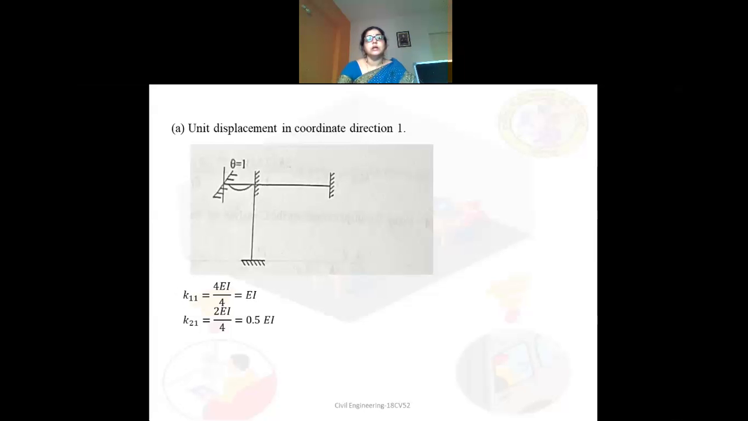Theta B is equal to 0, delta is equal to 0. So when you do that, what is the answer we are going to get? K11 is equal to EI.